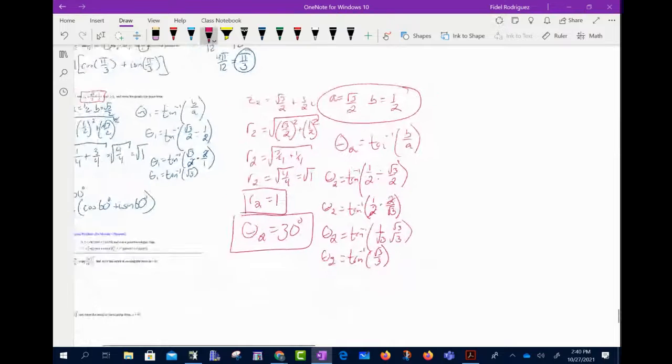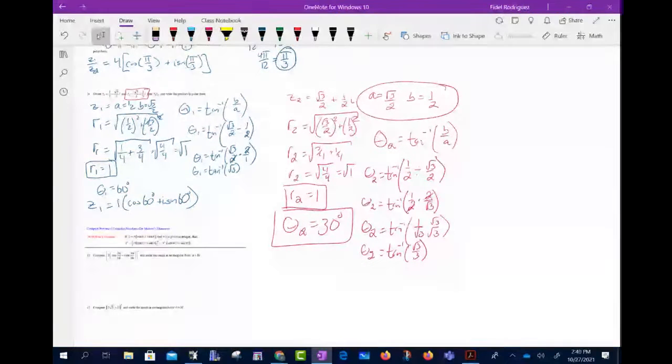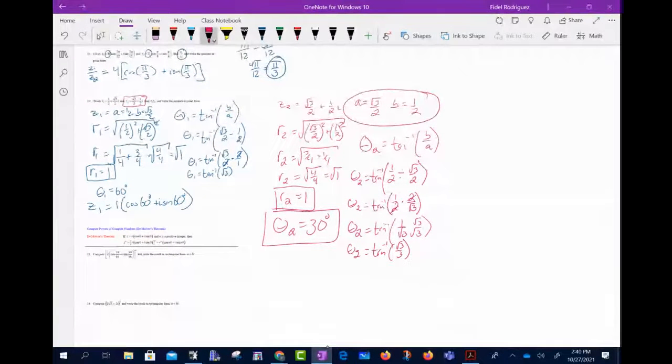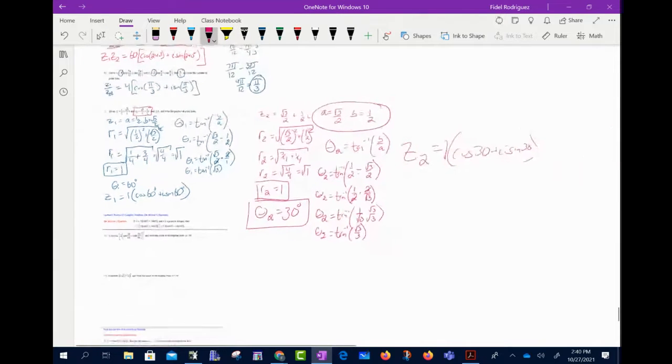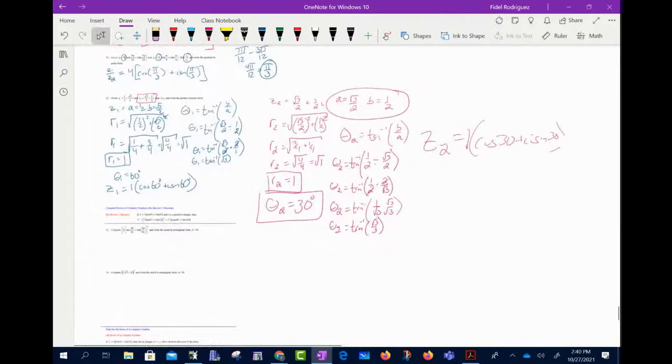Okay, so look, y'all, I'm going to zoom out a little bit more, and I know I'm running out of room here, but we'll fix it in a second. So we know that our Z2 is 1 times cosine of 30 plus i sine 30, okay? So here's my Z1 that we found earlier. Here's our Z2 that we found right now.